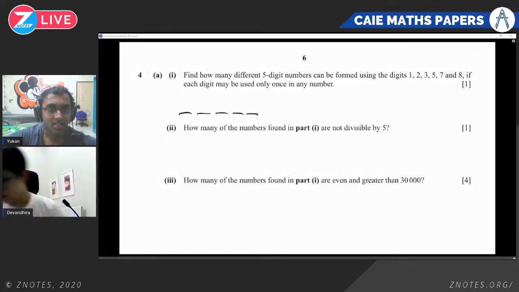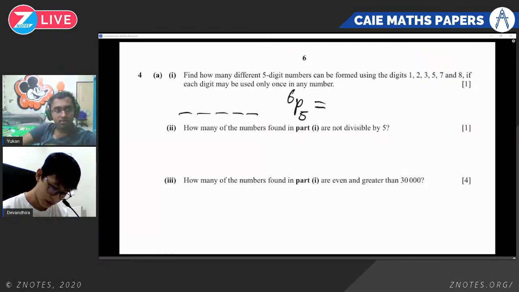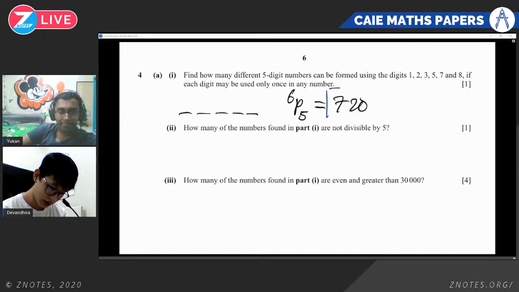All right. Yeah, I said you have basically 5 slots for your numbers, and you have 6 different numbers, and the order of them matters. So you must use permutation. Exactly. So out of the 6 digits, we'll only take 5. That means we'll have to do 6 permutation with 5. What's that? I think that's 720. Yeah, that's right.